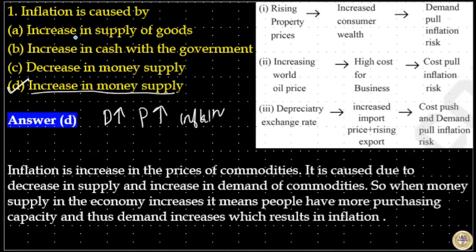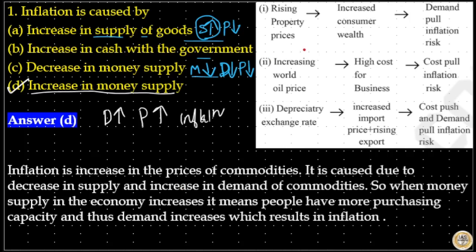Here in the first case, increase in supply means supply increases but demand remains the same. That means price will decrease because of this huge supply, so no inflation. Increase in cash with the government means no inflation. Decrease in money supply means people have less money with them, so their demand decreases. When demand decreases, price will also decrease, so no inflation. So option D is your correct answer.